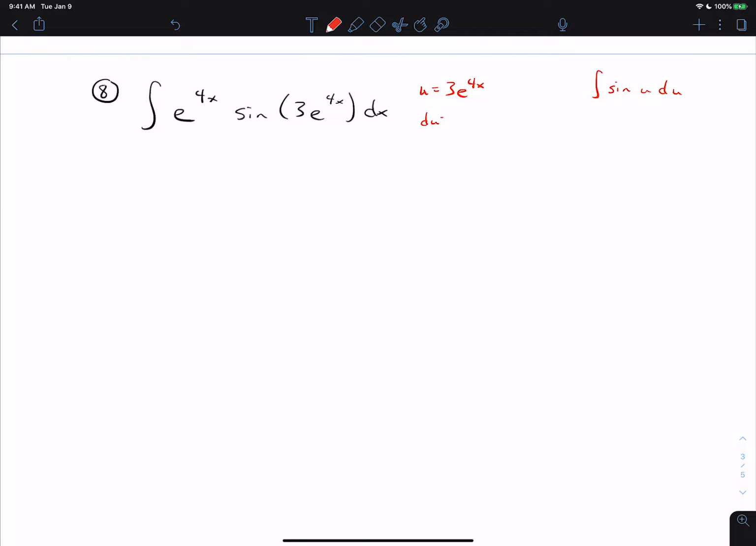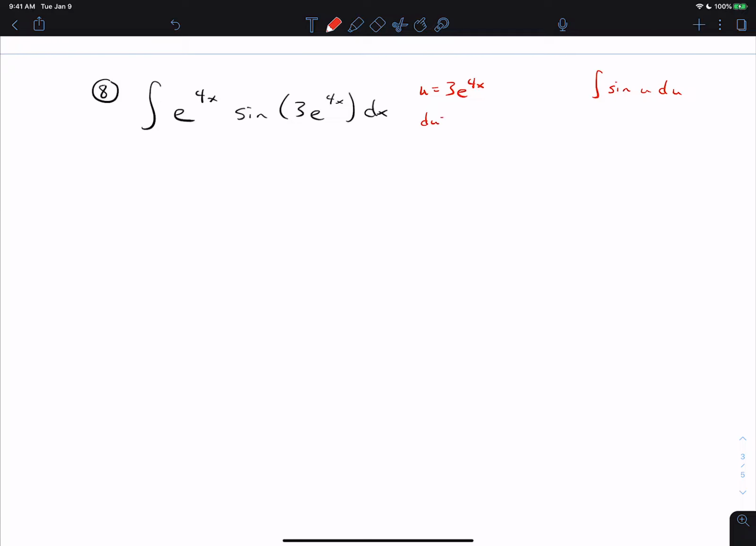That means when we go back and do the problem, we're going to move the sine 3e to the 4x to the beginning. We move the e to the 4x to the end next to the dx. There's no constant to pull out, but that's okay. We need a 12 inside, so then we need a 1/12 outside. That gets us 1/12 integral sine of u du.